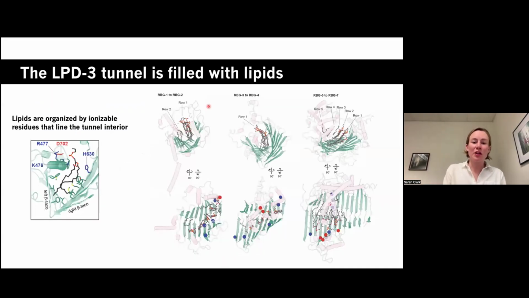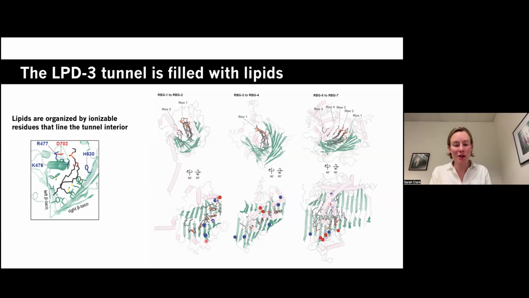So here, I'm showing cross sections of the tunnel, just showing it in different views. You can see the different rows. Near the entrance, there are 2 rows of lipids, and then the tunnel gets narrower to accommodate only a single row of lipids, and then widens again to accommodate 5 rows. And this is due to flattening of the beta taco here, primarily, that accommodates these additional rows of lipids.